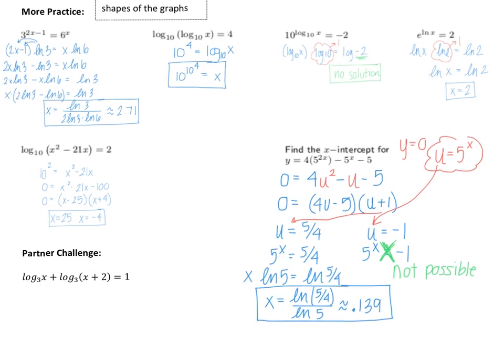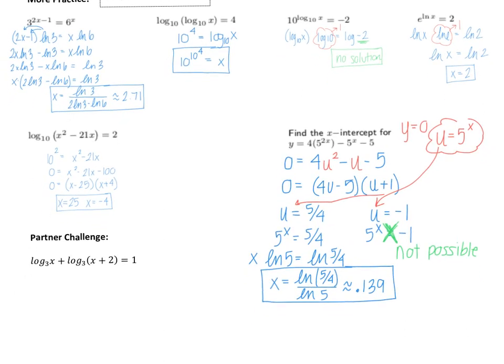Okay, so we got a lot of practice in. If you want to try that partner challenge, please do so. Show me at the beginning of class, and I'll give you some extra points. Here, you actually have to apply a couple different ideas. Look at previous videos, look at previous classwork, and then we will find x. Good luck, guys. Be confident. You can do this.